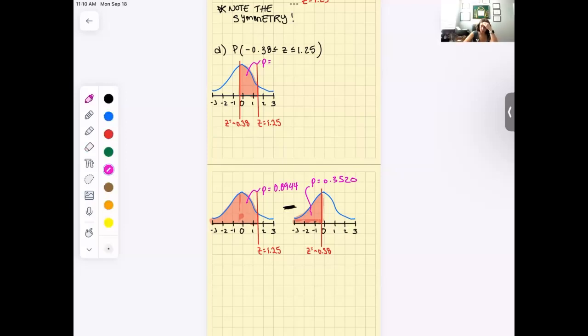So the probability is equal to 0.8944 minus 0.3520. What do you get? 0.5424. Very good. Questions about that?